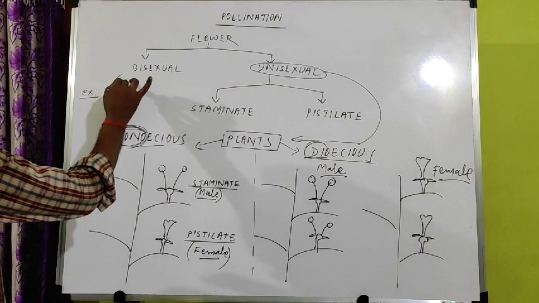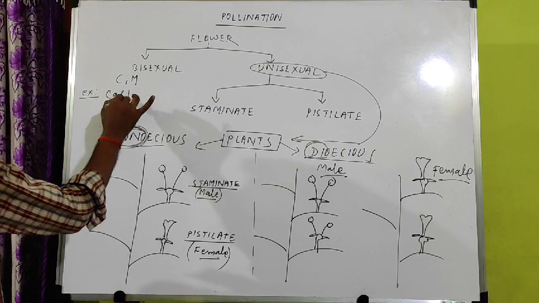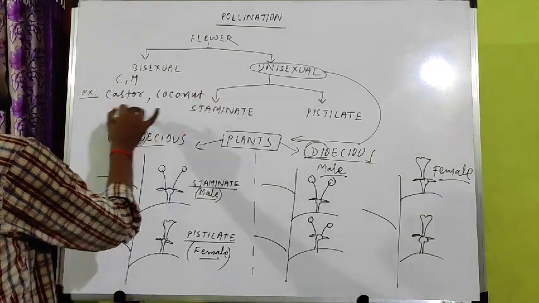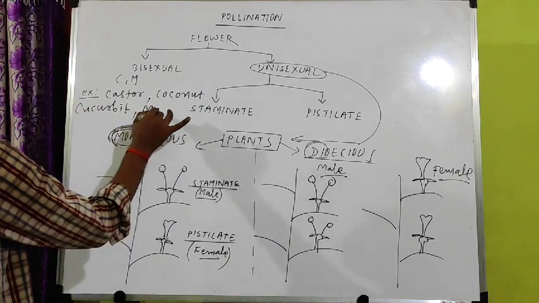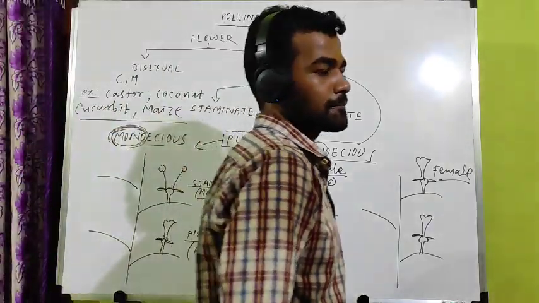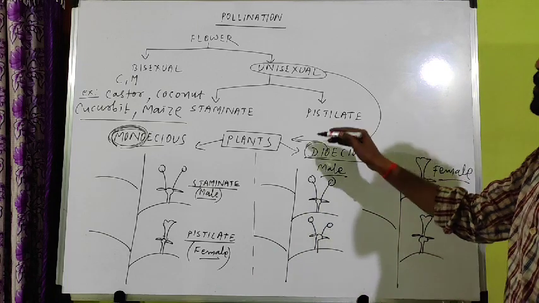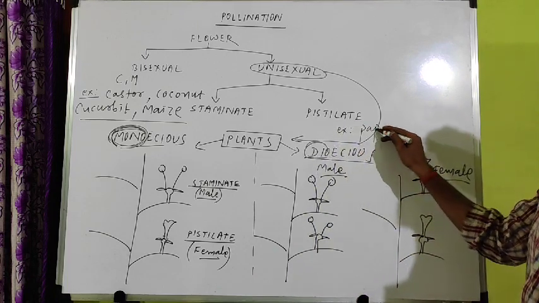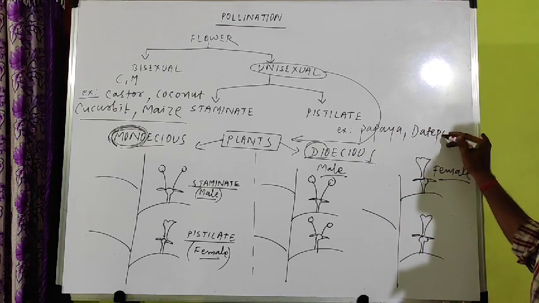Examples of monoecious always start with C and M: castor, coconut, cucurbits, maize. Only C and M letters can start the monoecious plants. Similarly, two important examples of dioecious are papaya and date palm. Very important.